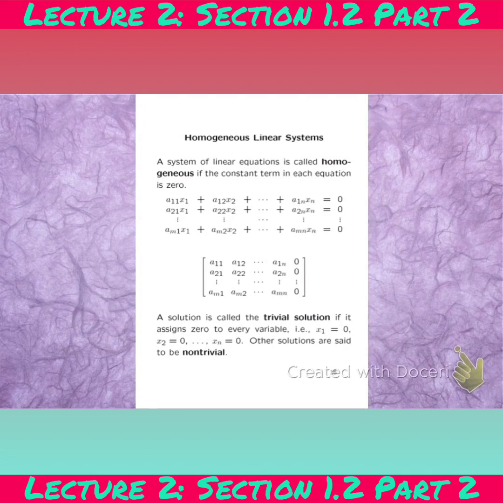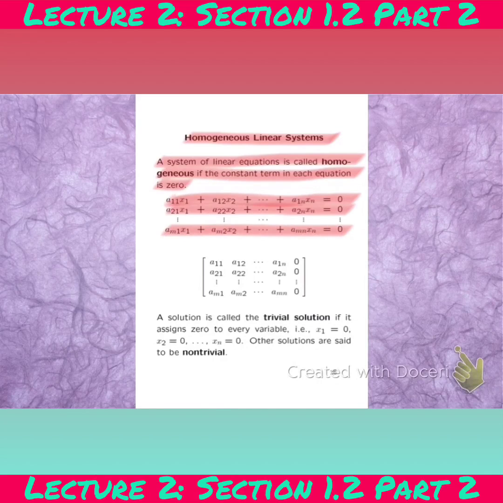Okay, so next up we've got homogeneous linear systems. We've already talked about homogeneous linear systems in section 1.1, so just to recap, a system of linear equations is called homogeneous if the constant term in each equation is 0. So basically you have a linear system with n unknowns and m equations, and each equation is of the form where you have a polynomial on the left and a 0 on the right hand side.